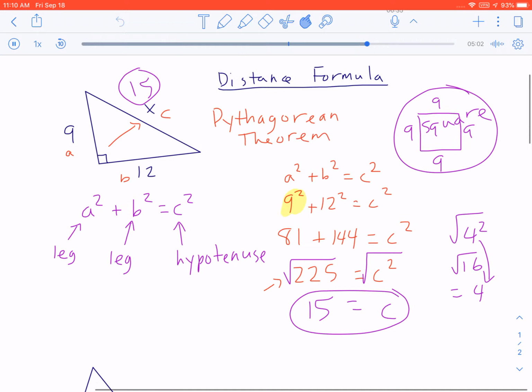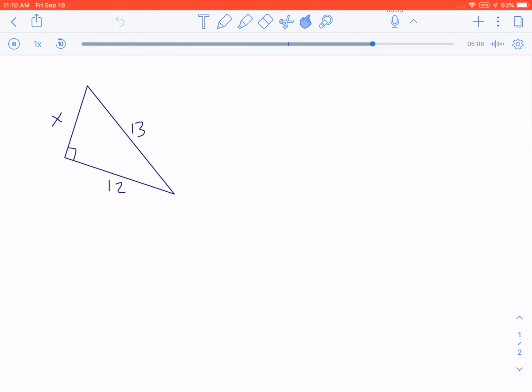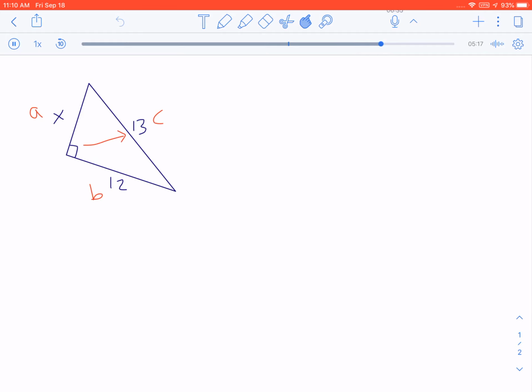Let's look at another one. So in this one, what I want to do first is label my A, B, and C. Remember that C is the hypotenuse. So the difference in this problem is that we know the hypotenuse and we're finding a leg, okay? I think it's a good habit to always write the Pythagorean theorem down. A squared plus B squared equals C squared. And then I'm going to just plug my values in. In this case, my A is actually x, so x squared plus 12 squared equals 13 squared.